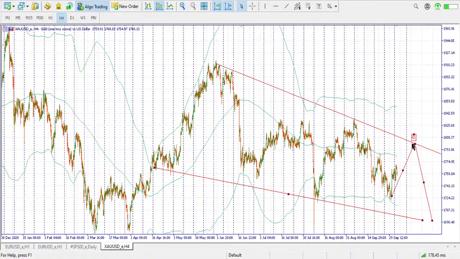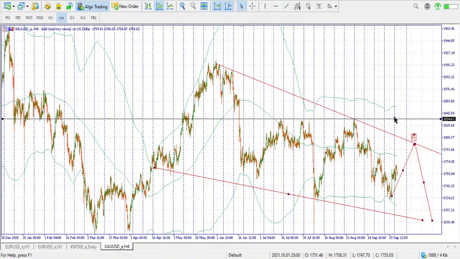And in case the price breaks above this upper trend line, then expect a continuation to the upper side with your first target here, and then the next target is fixed at this.